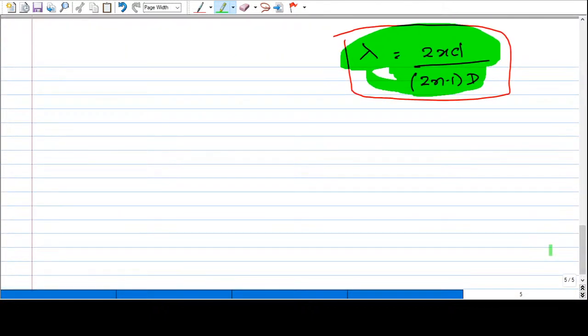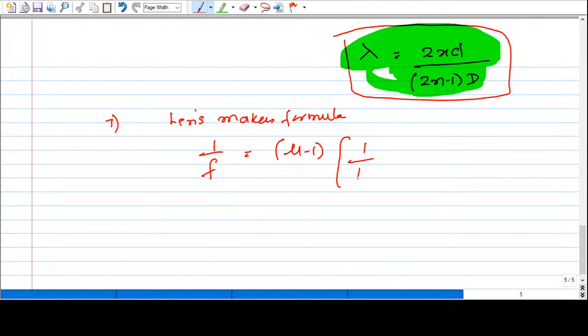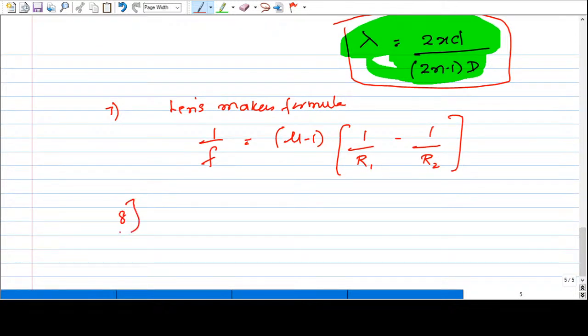And finally, we are rushing through the formulas fast now. You know very well that is lens maker's formula. Lens maker's formula is 1 by f is equal to mu minus 1 into 1 by R1 minus 1 by R2. R1 is called the radius of curvature of the first surface and R2 is called the radius of curvature of the second surface. Let us go for formula number 8. 1 by F is equal to 1 by V minus 1 by U, you know very well, it is the lens formula.